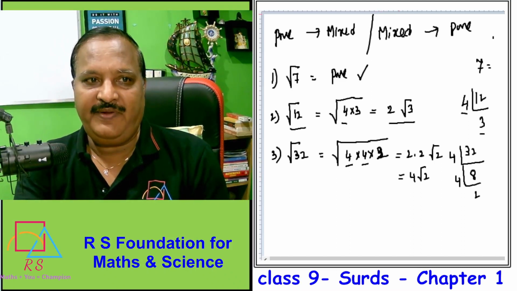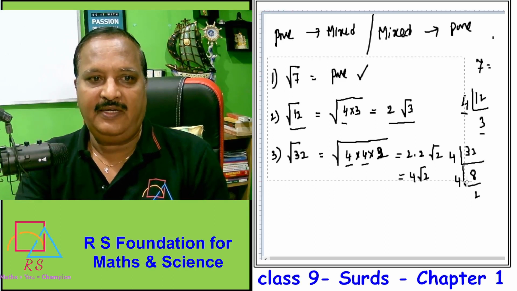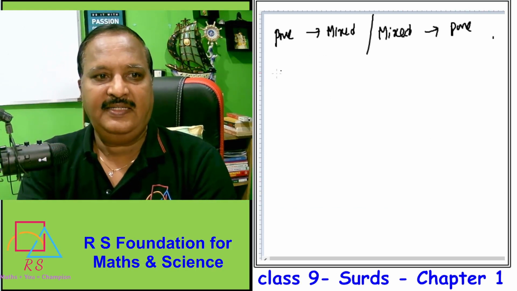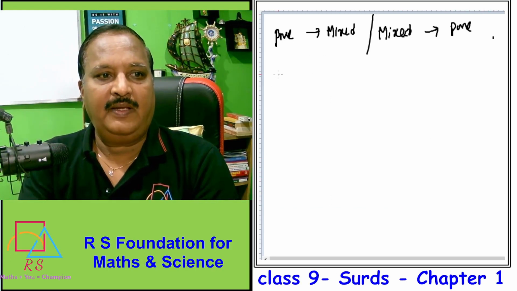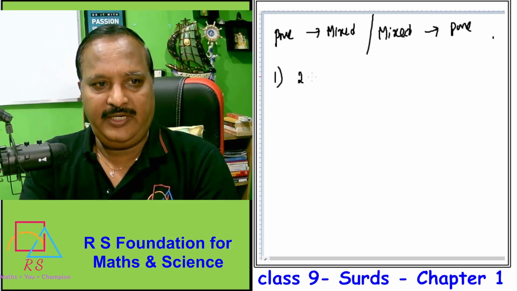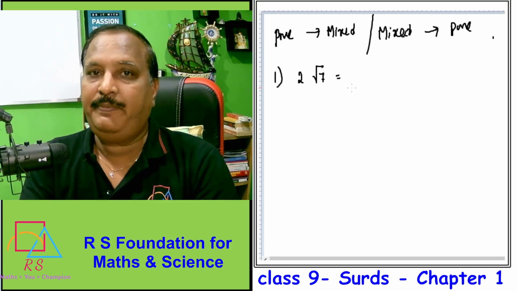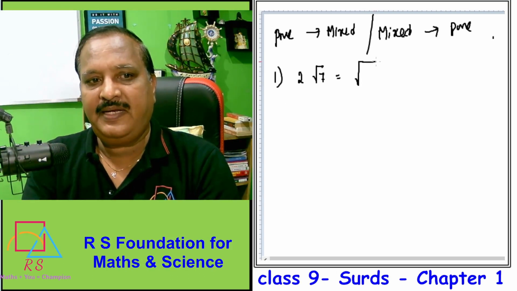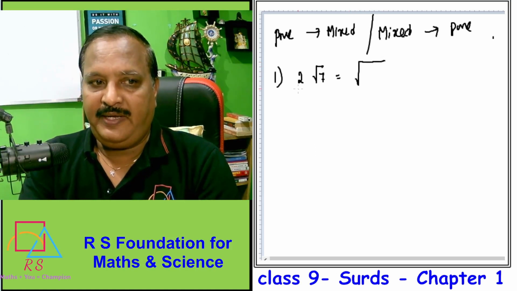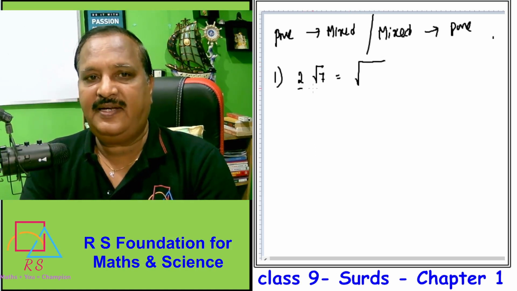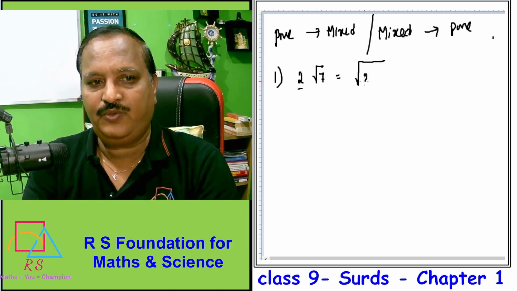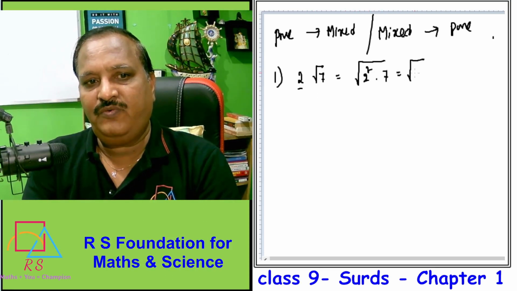In the same way, we will go back and find out how mixed surds can be converted into pure surds. Let us give an example: 2 into square root of 7, for example. It is a mixed surd. Let us convert it into a pure surd. A pure surd has only the root symbol, no rational number. Now this 2 outside is a rational number. We have to send it into the square root. When sent into the square root, it becomes 2 squared into 7. 2 squared is nothing but 4, 4 7s are 28.